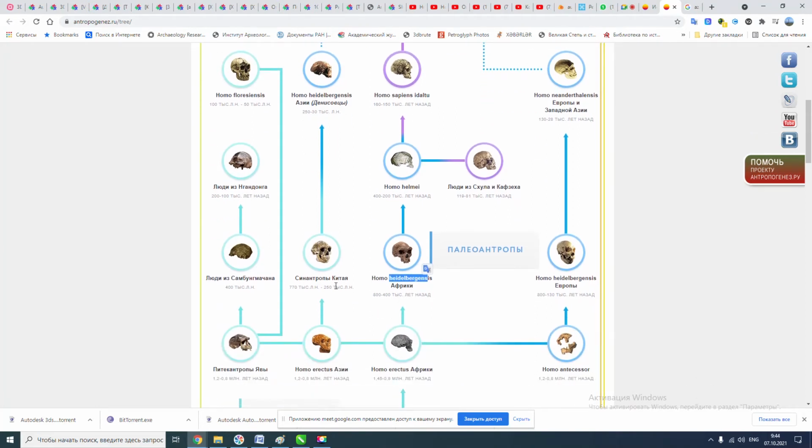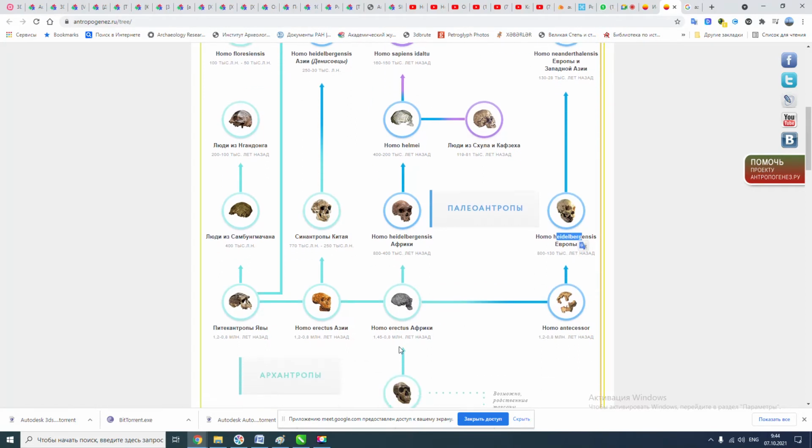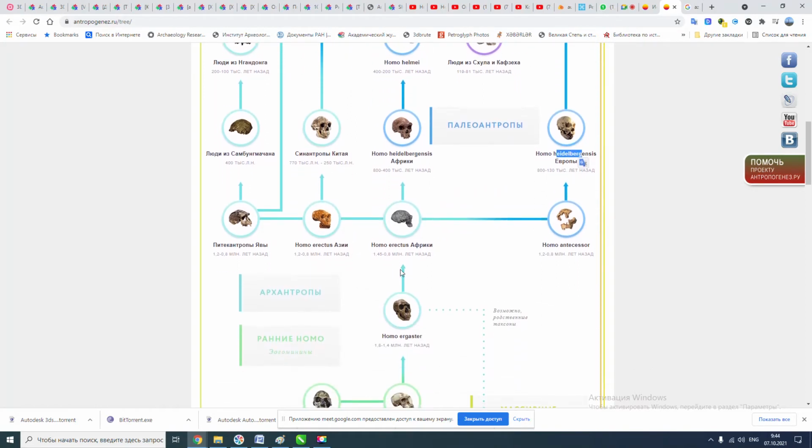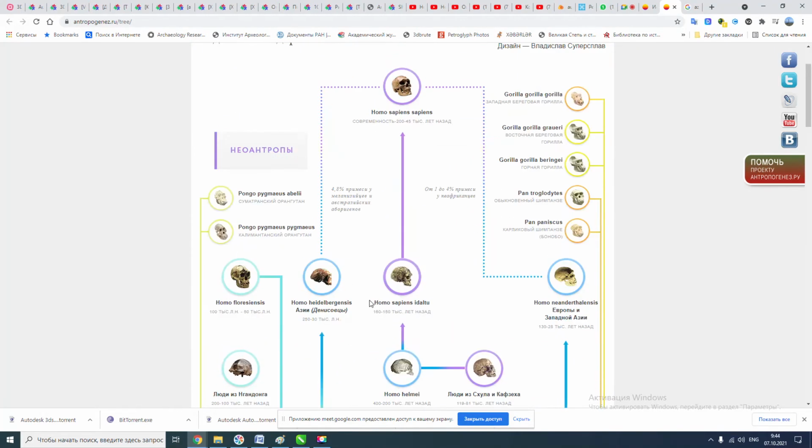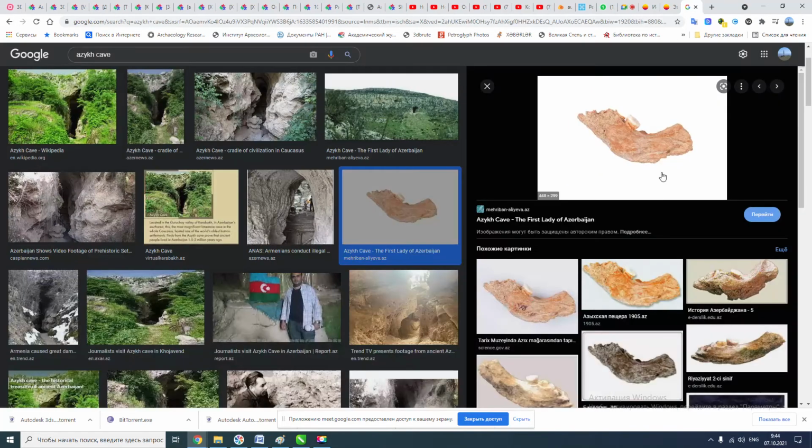Sinanthropus, Homo heidelbergensis, erectus is our line, and Neanderthals were actually another type of human. He was not our ancestor. You know what I want to say? Let's imagine that if we are wolves, they are dogs. And let's imagine that the dogs died many years ago, and we are wolves.